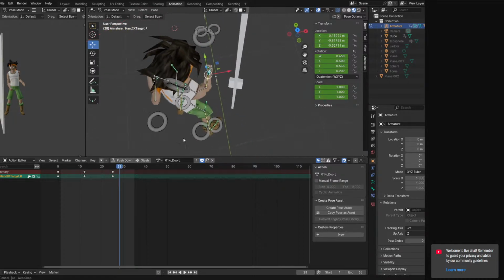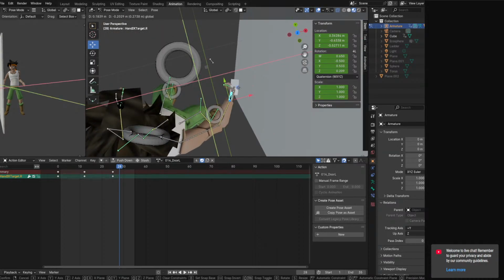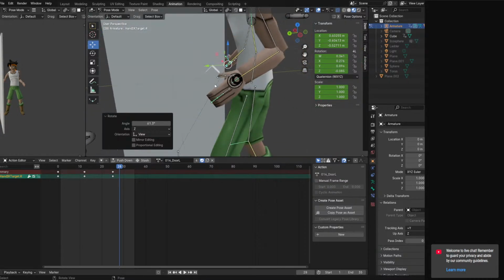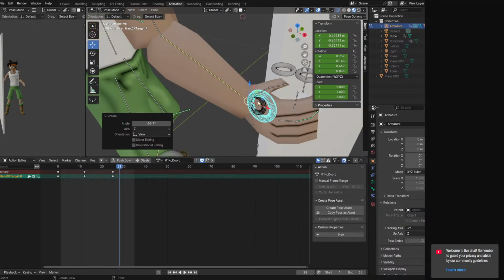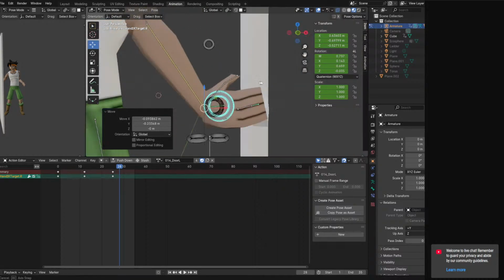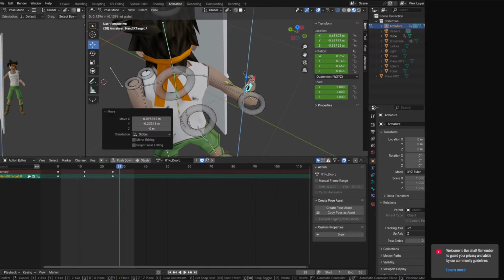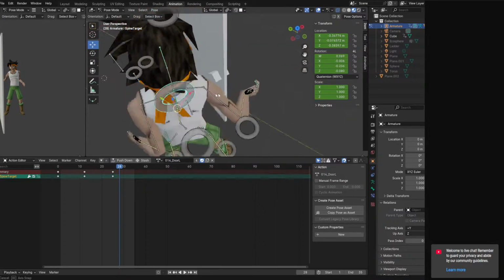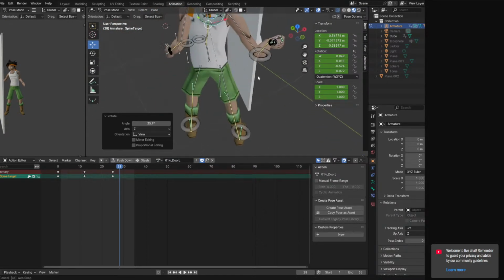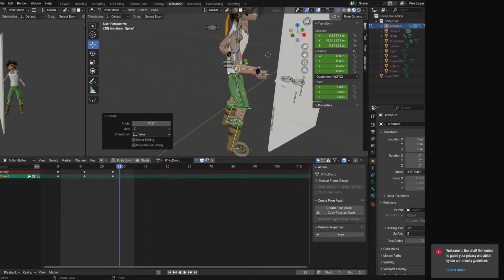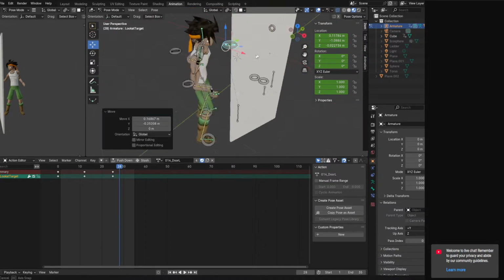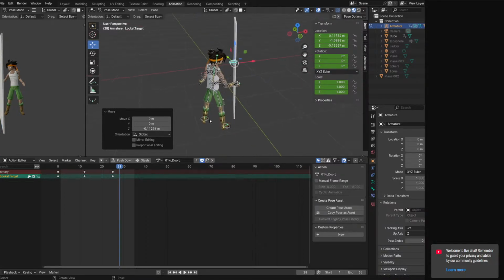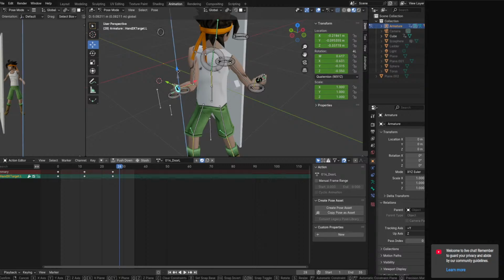Okay, maybe frame 28. Let's put his hand out of the way. Let's twist his body a bit. Have him look maybe at the door still. His hand to make it a bit more dynamic.